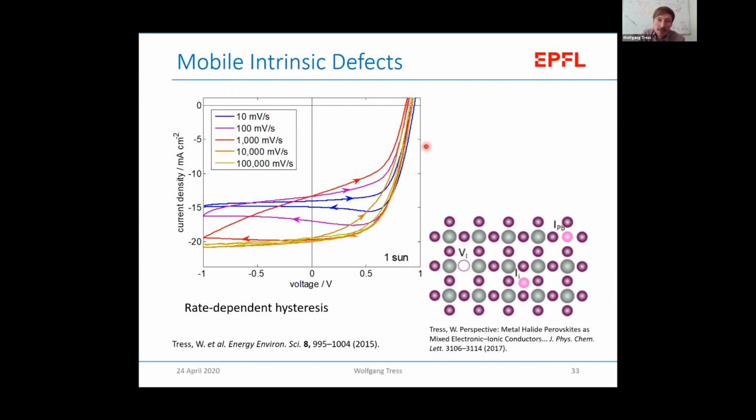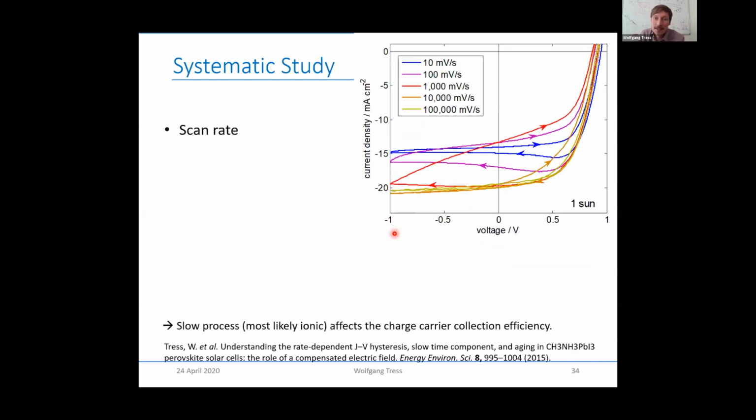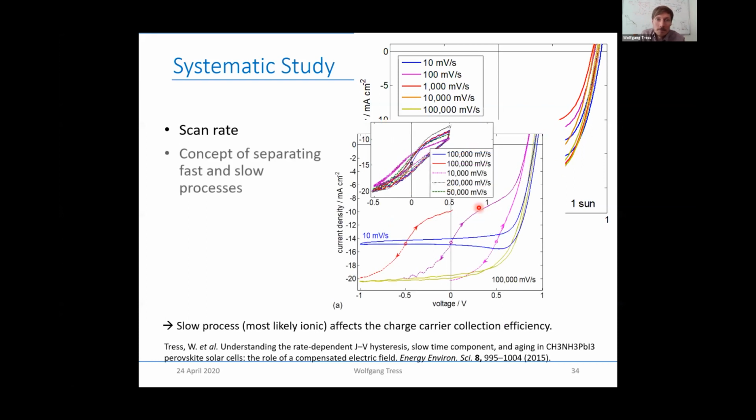I just want to discuss a little bit what the impact of these moving defects is on the current voltage curves, why it changes like it changes here. And I discussed already the scan rate, so this gives us an idea of the time scales we are discussing. In this work, I tried many kinds of experiments to better understand what exactly is happening in these devices, to rule out, for example, capacitive effects, etc.